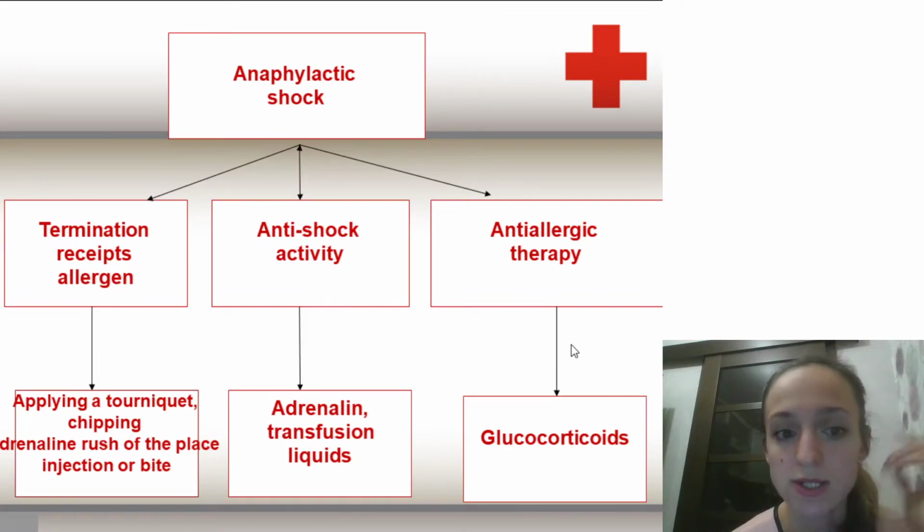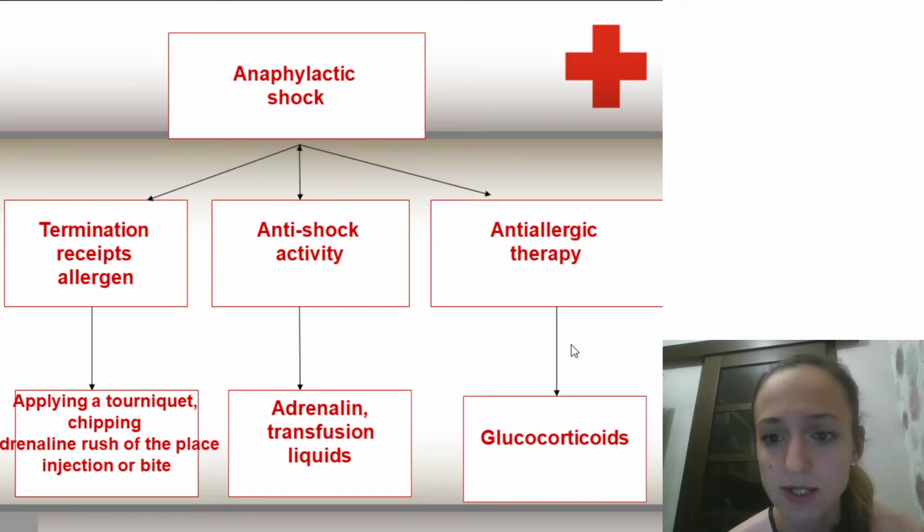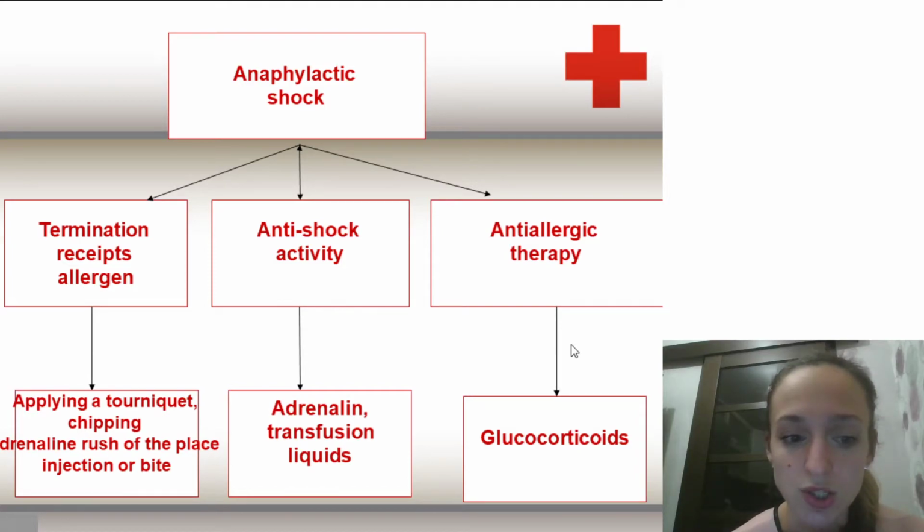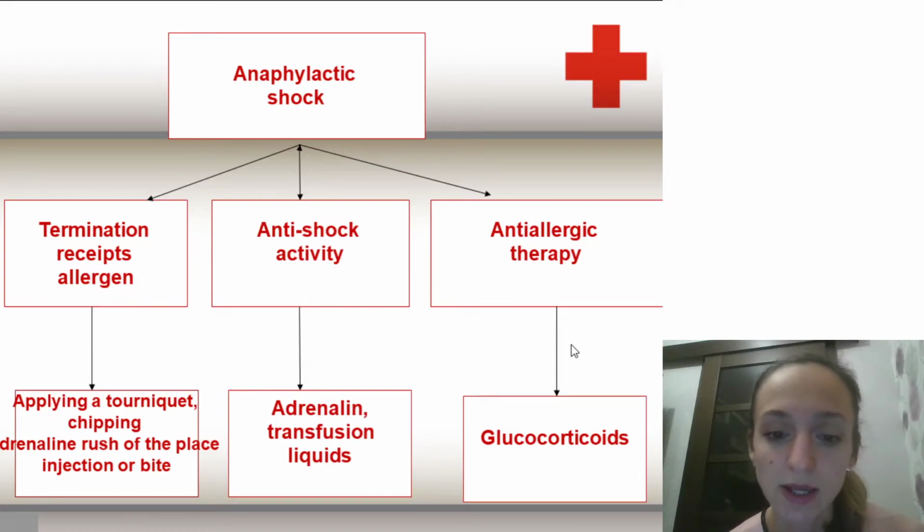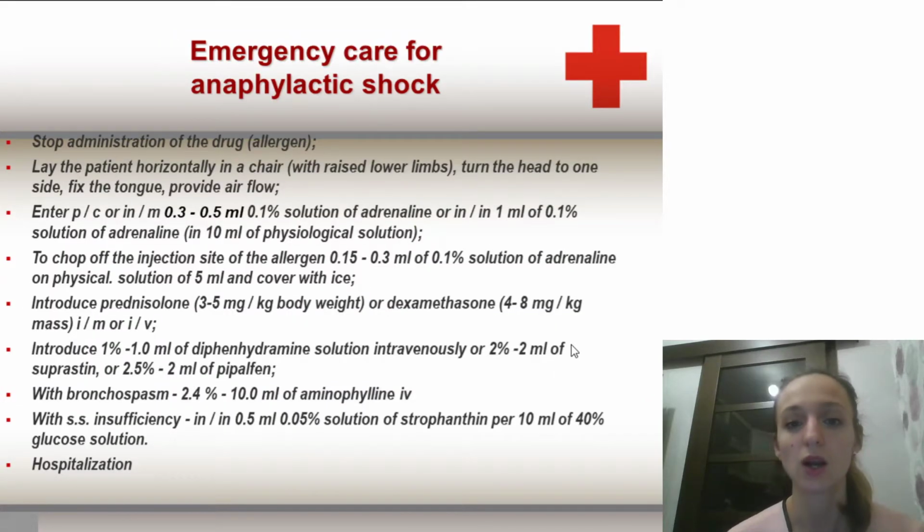This table shows the termination of the received allergen, anti-shock activity, and anti-allergic therapy. First, apply a tourniquet, and make punctures and infiltrate the place of injection or bite. The second is adrenaline and transfusion of liquids, and glucocorticoids as anti-allergic therapy. Emergency care for anaphylactic shock.